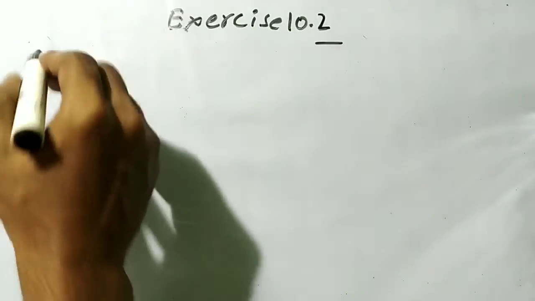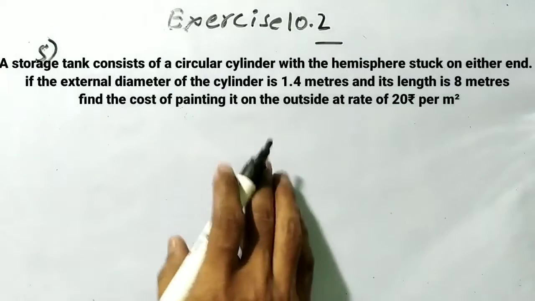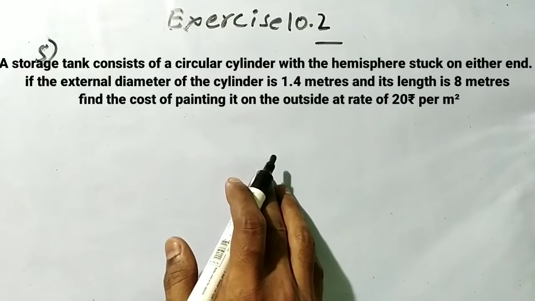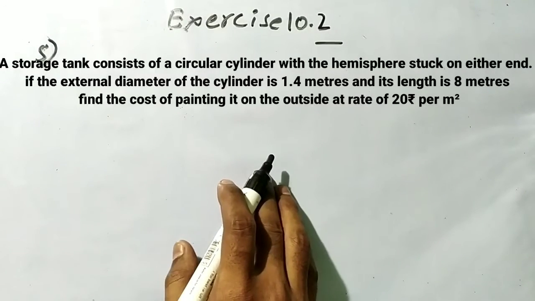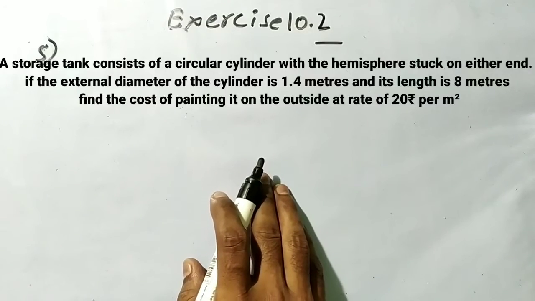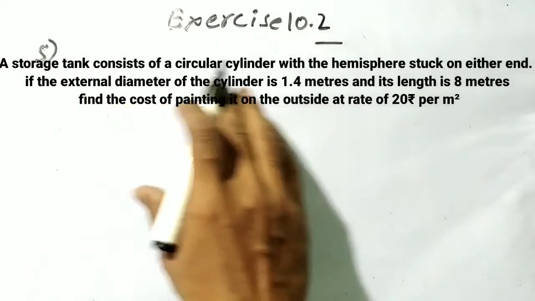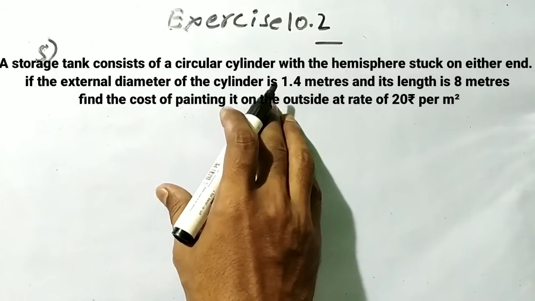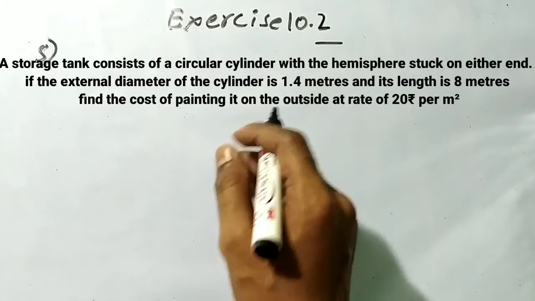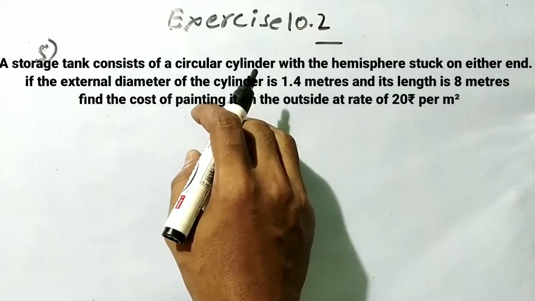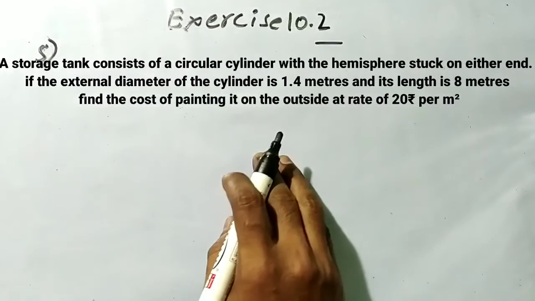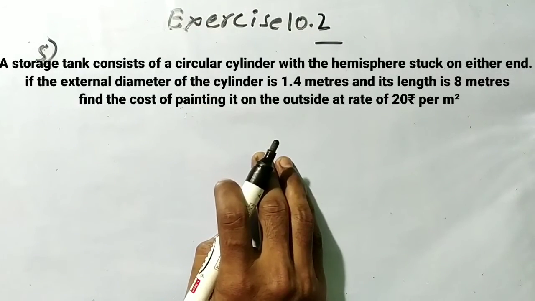We are going to the fifth problem, which is exactly like the third problem, I think. But here they have given to find the cost of painting for surface area. So we have to find the surface area of the capsule and find the paint required for the surface area. Actually they have given 20 rupees per meter square.